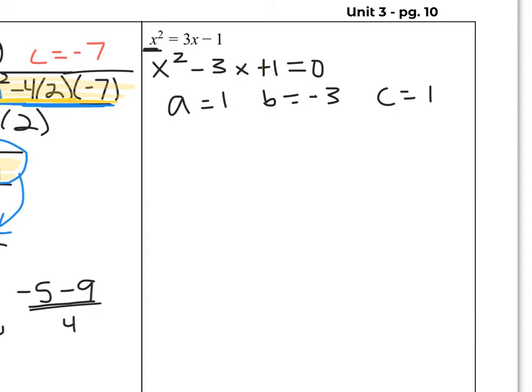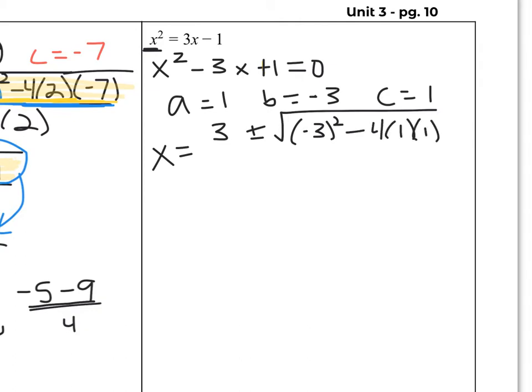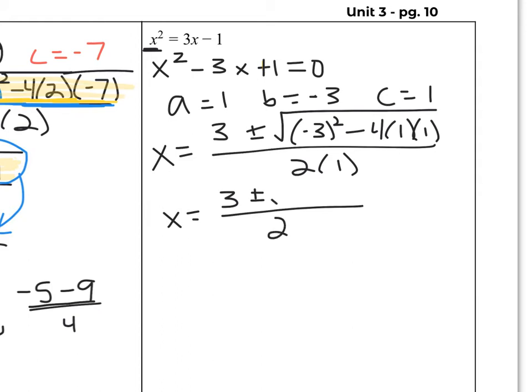So now we sing our song and plug stuff in. X equals opposite b, which will make it positive, plus or minus square root b squared, in parentheses, minus 4ac, all over 2a. Now we clean up the denominator, so 2 times 1 would be 2, square root, and we're going to type all of this stuff underneath here into our calculator. This one isn't too hard to do in your head. It's going to be 9 minus 4, which is 5.